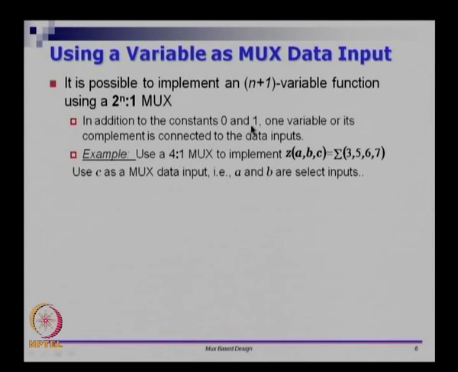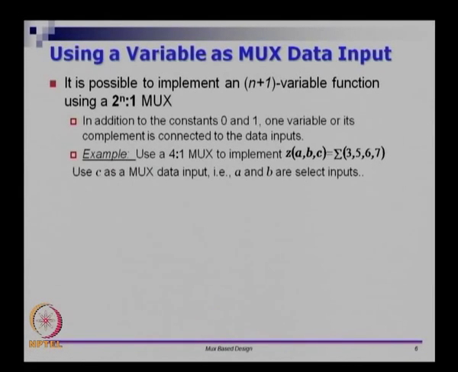So in addition to the constants 0 and 1, you will use one variable either in the complemented or the uncomplemented form. So let us see this example. Z of ABC is sigma 3, 5, 6, 7, and what I am going to do is use C as a mux data input and A and B as select inputs, and if I do that I should be able to implement this using a 4 is to 1 mux.